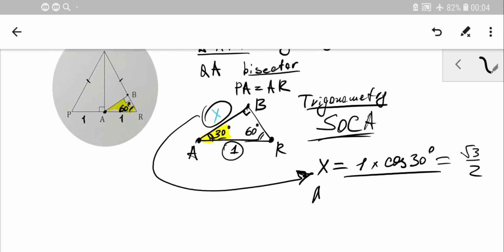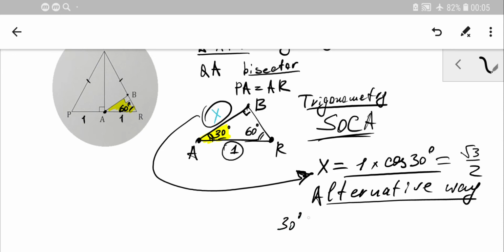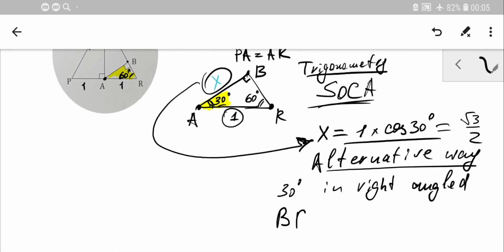So the alternative way is to use the 30 degrees rule in a right-angled triangle. We can figure out that BR should be half of the hypotenuse. So it should be 1/2 because it's opposite to 30 degrees. I hope you know this rule. If you don't know it, just remember trigonometry. That's also very helpful here.